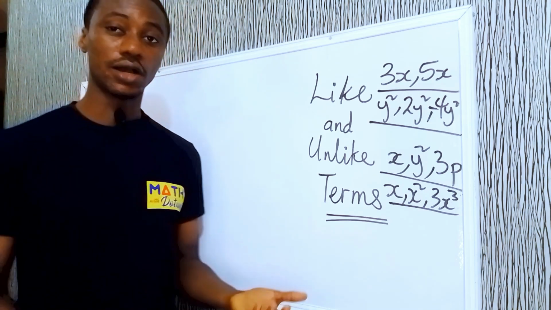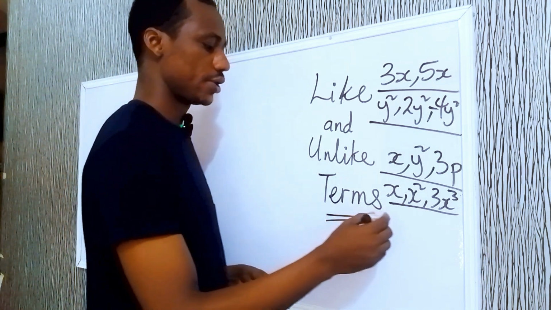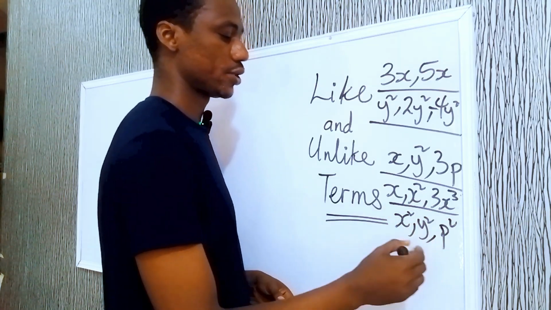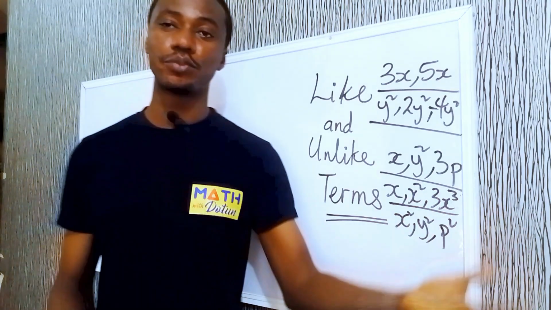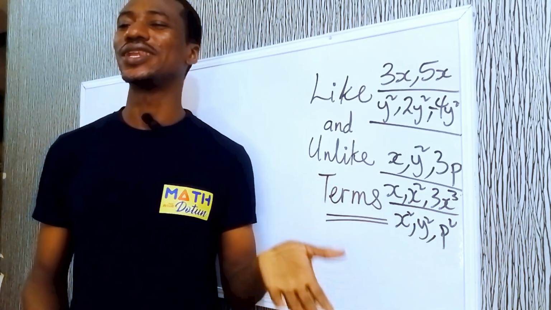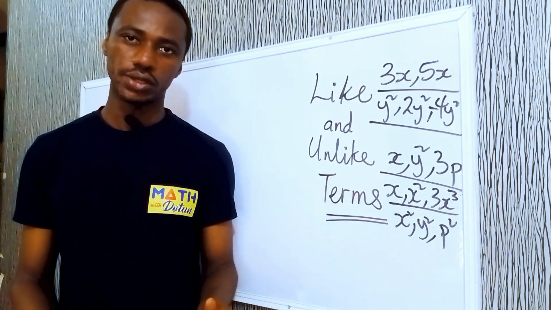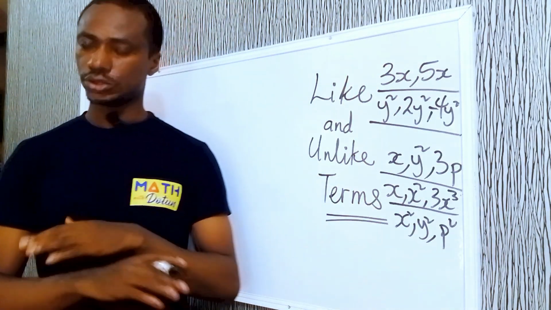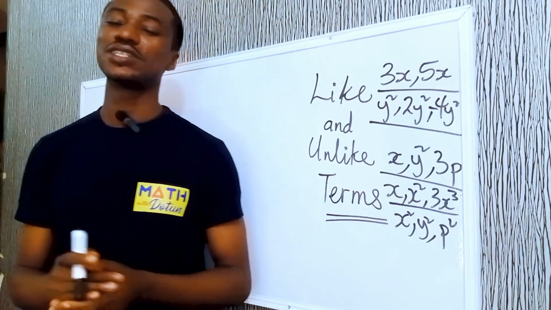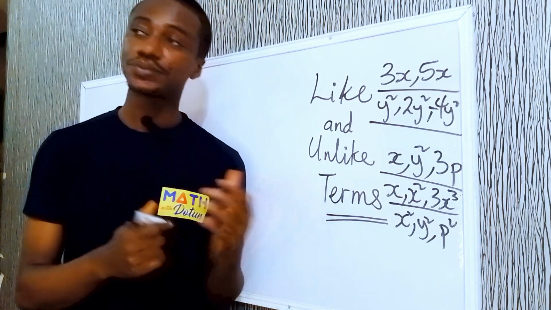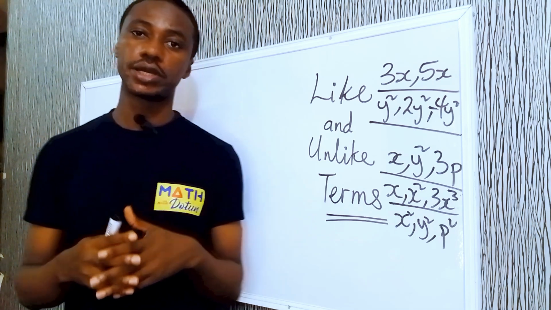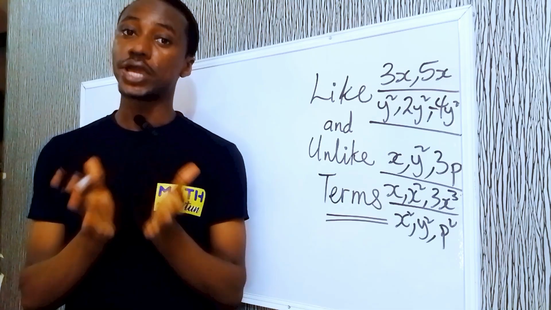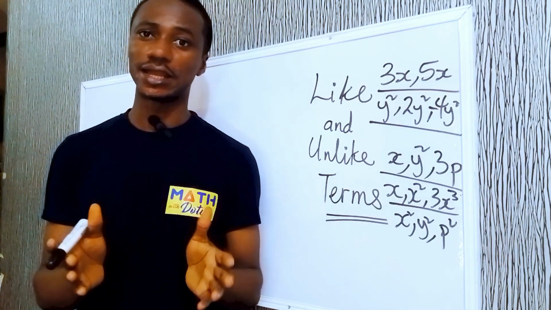And you have the same power but different variables. Let's say you have x squared, y squared, p squared, all having the same power but different variables. These are still unlike terms. So if you don't have the same variable and the same power, you cannot call them like terms. It is very important because for us to simplify or solve our equation in algebra, we must understand the concept of like terms. You cannot operate terms that are not alike.